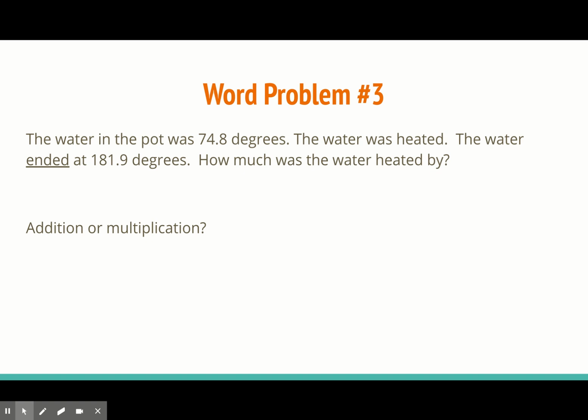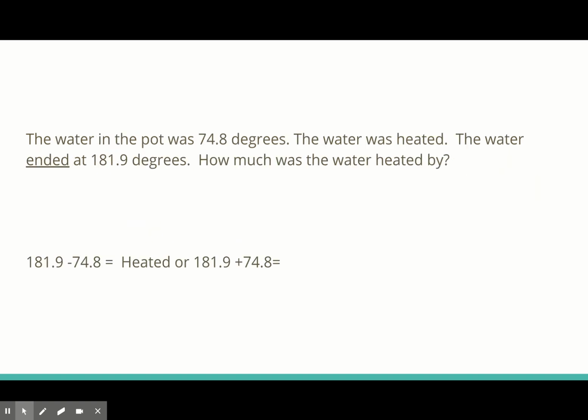So is this an addition or multiplication question? All right, pick it now. It's an addition family, right? It's an addition family question. Next up, is it going to be 181.9 minus 74.8 equals the heated, or are we going to add those 2 numbers?